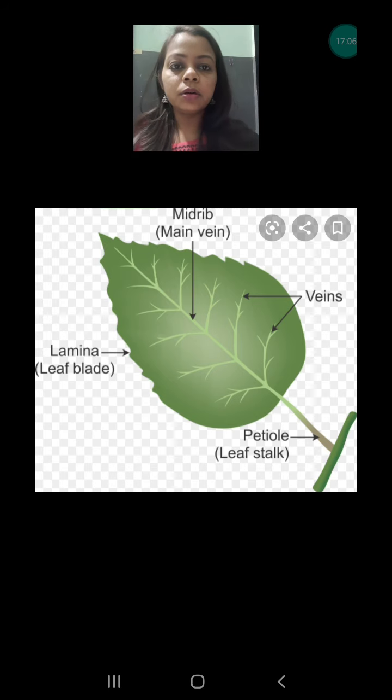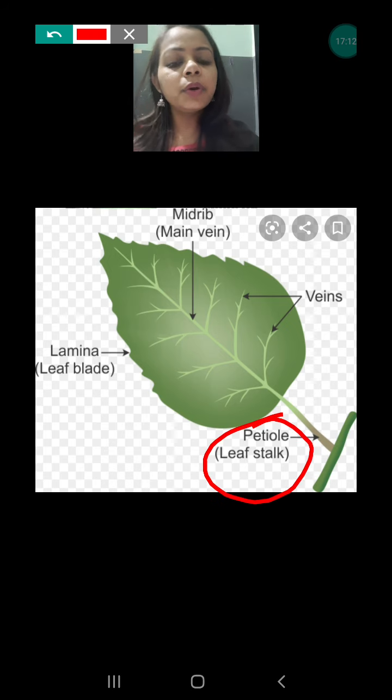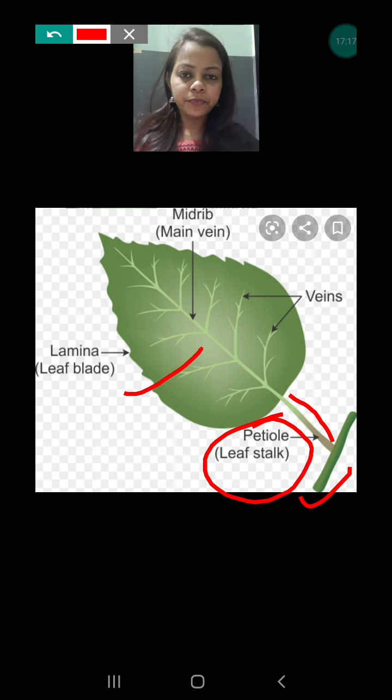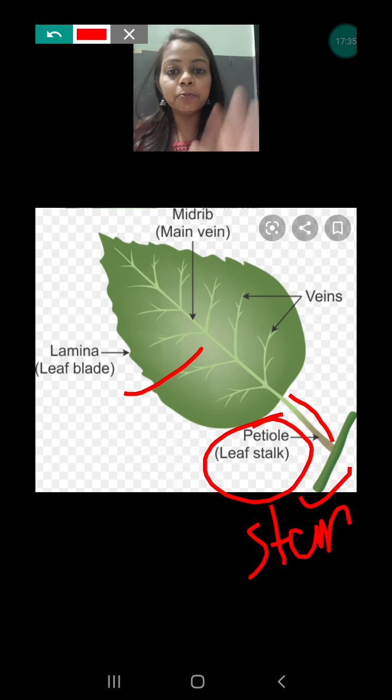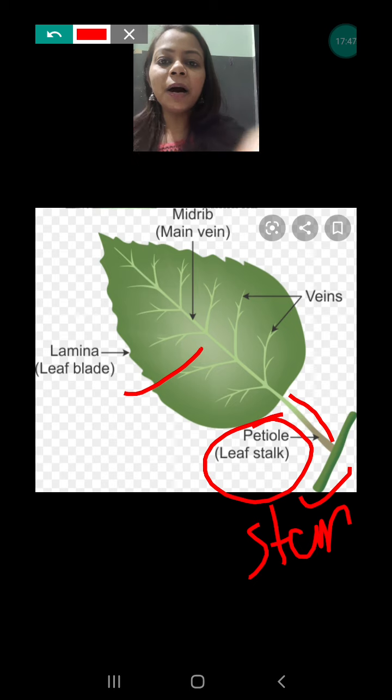Next is the stalk. As you can see, this one is the stalk. This is the part which is used to attach the leaf to the stem. This is the stem actually. A stem has leaves, but the leaf is attached to the stem with the help of the petiole or stalk. If the stalk were not there, the leaf could not move. Suppose we did not have a wrist, how would we move our hand? We could not. So this is the attachment of the leaf with the stem. So these are the parts of the leaf.